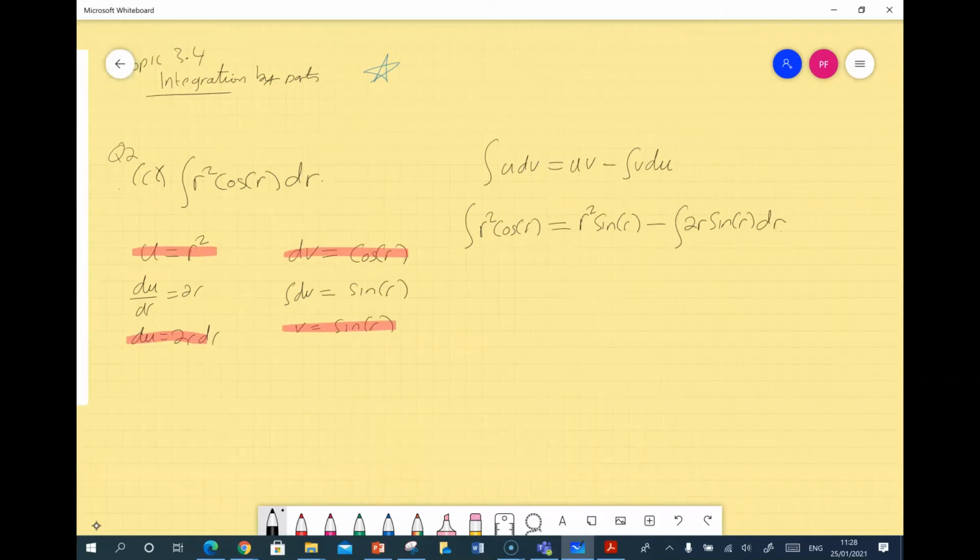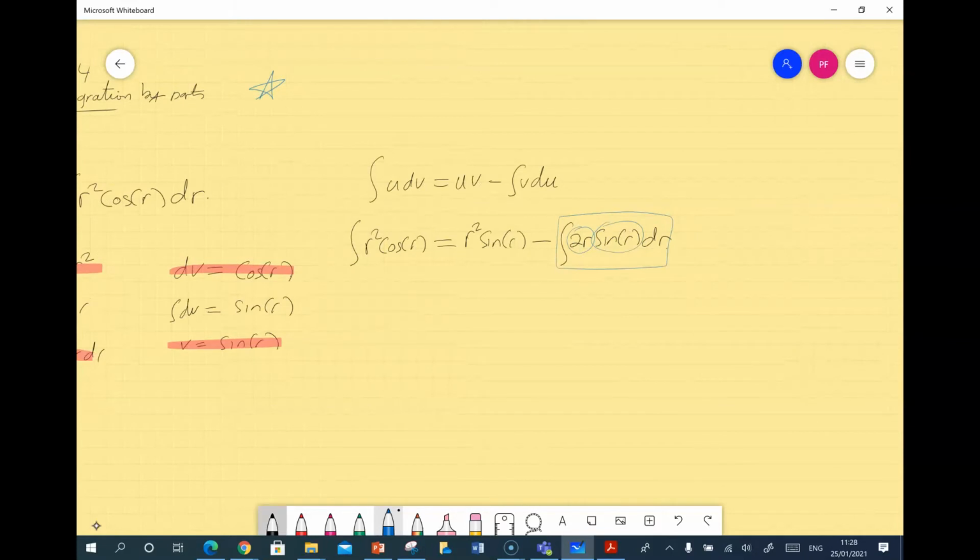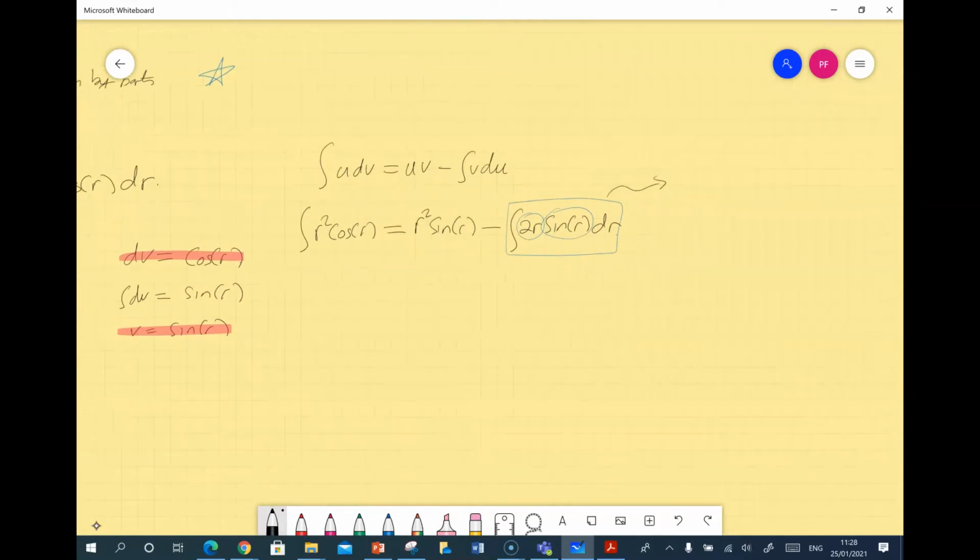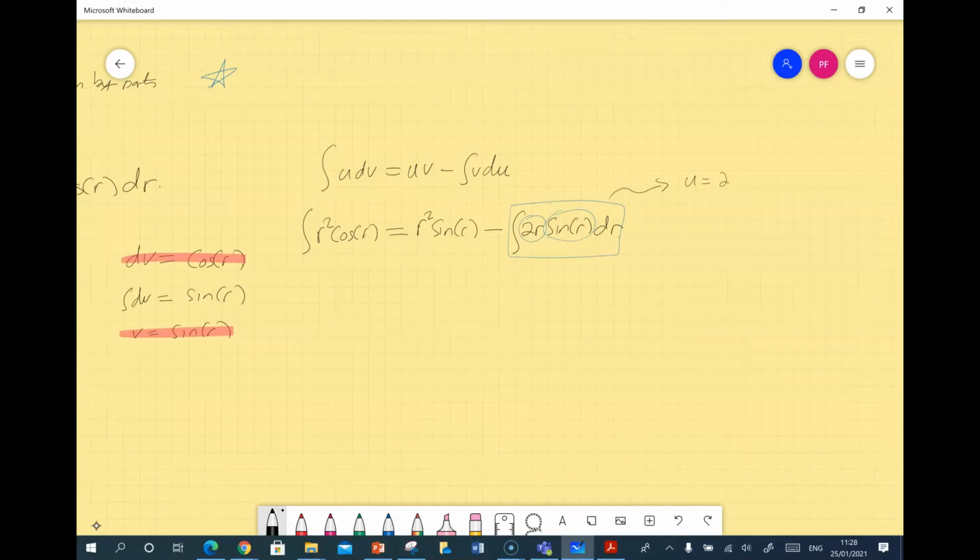Okay, so that's all dandy, except for the fact that I know I cannot integrate this yet, because I've got two different expressions multiplying each other. So I have to do another integration by parts here. I'll let my u equal 2r, and my dv equal sine of r. That way, du dr is equal to 2, so du is equal to 2 dr. The integral of dv is the integral of sine, which is minus cos of r. So that means v is minus cos of r. And we have our four important parts, our u, our du, our dv, and our v.